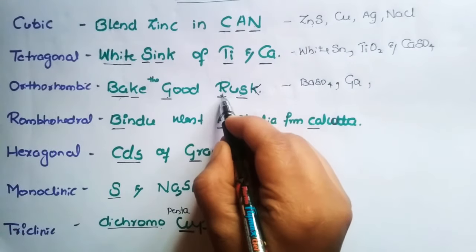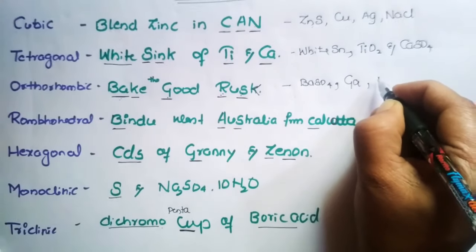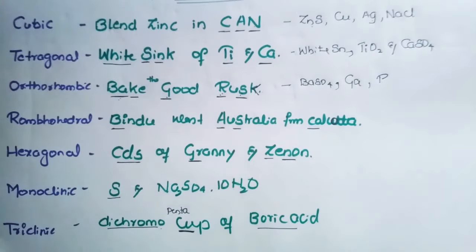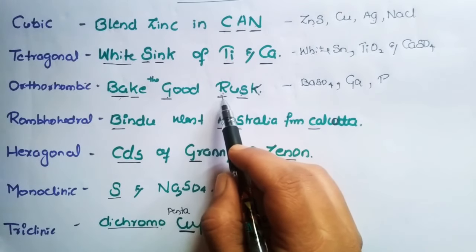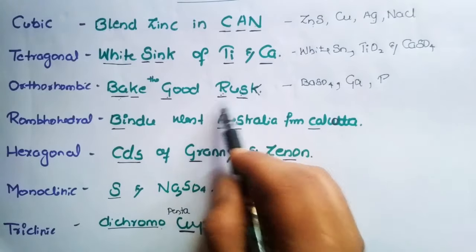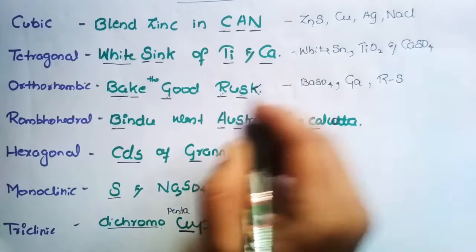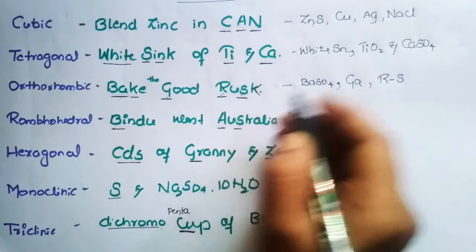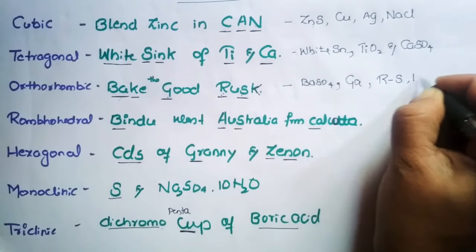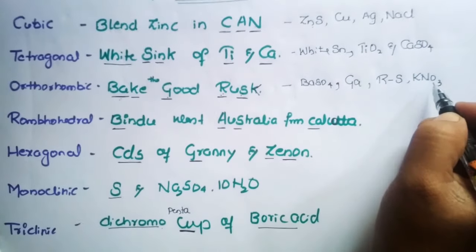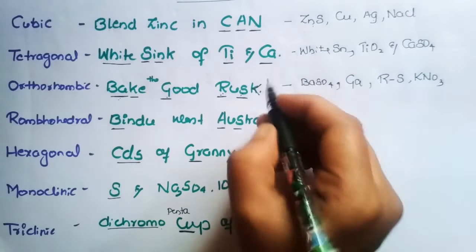Okay, R means rhombic, S means sulfur. So I am writing in a short way, rhombic sulfur. K here is potassium nitrate. Okay, K here is potassium nitrate. At least you have to practice this much.